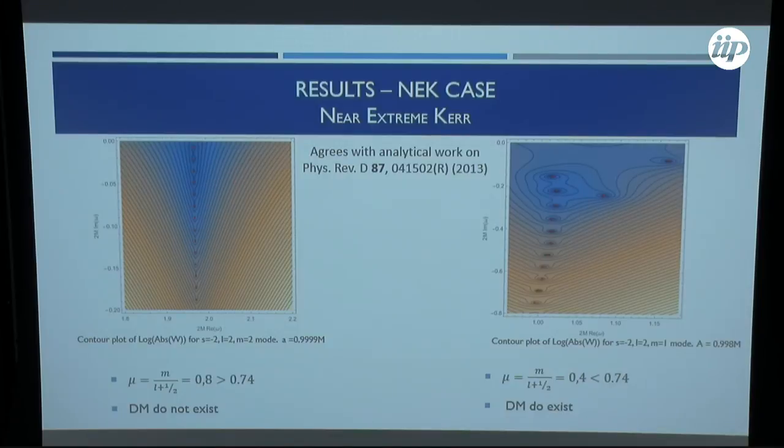The principal ones they call zero-damping modes because they accumulate to a point that has no imaginary part. The others are damped modes because they do not go to a zero imaginary part as a goes to the extremal value. So in here, we can see zero-damping modes, and here we can see damped modes, agreeing with this paper by Berti.